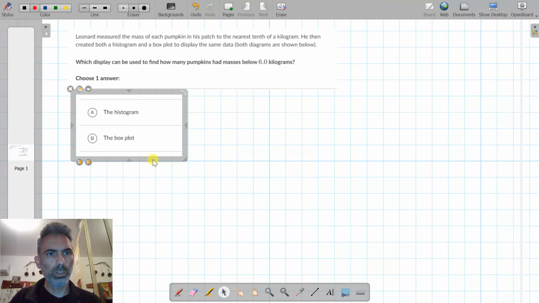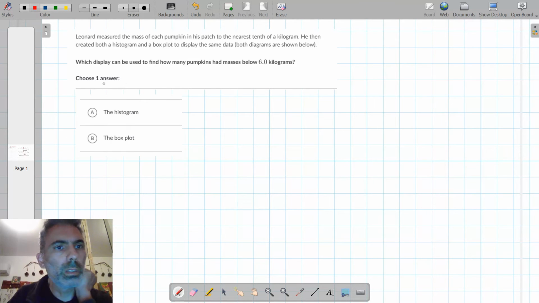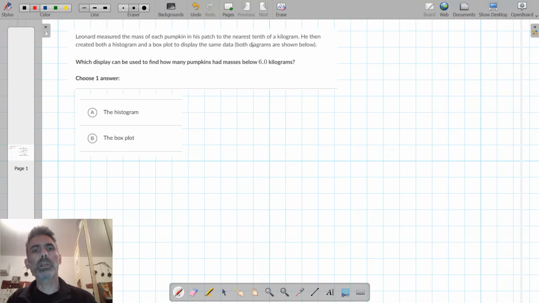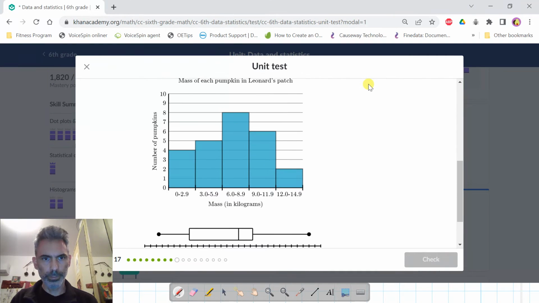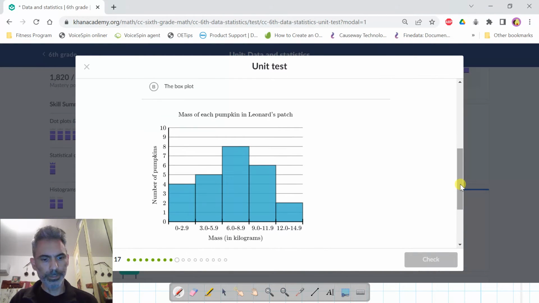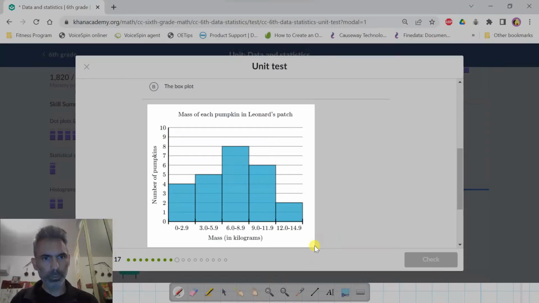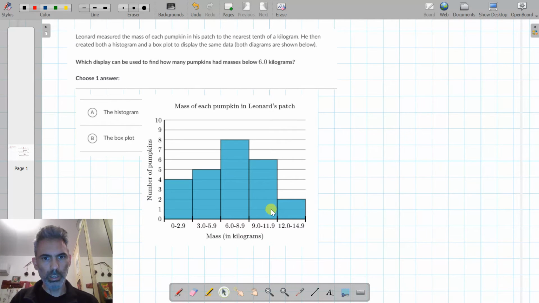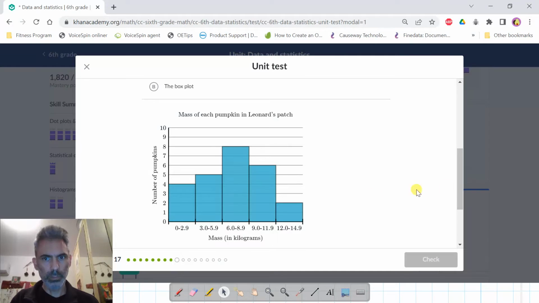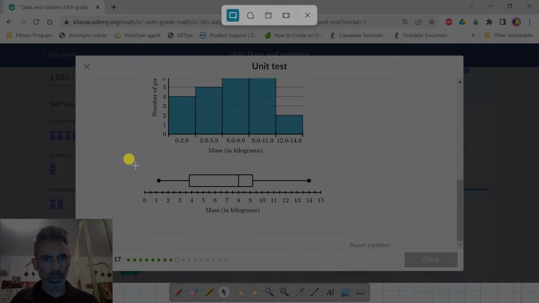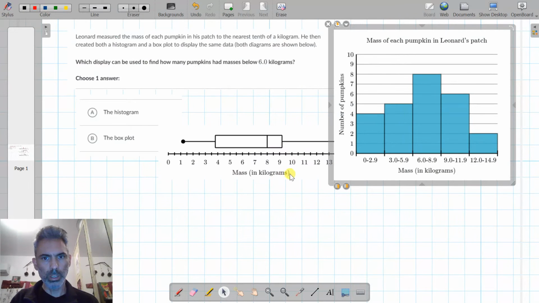Okay, so the first question, let's read the question first. Learner measured the mass of each pumpkin in his patch to the nearest tenth of a kilogram. He then created both a histogram and a box plot to display the same data. Both diagrams are shown below. So this is a histogram. And this is a box plot.